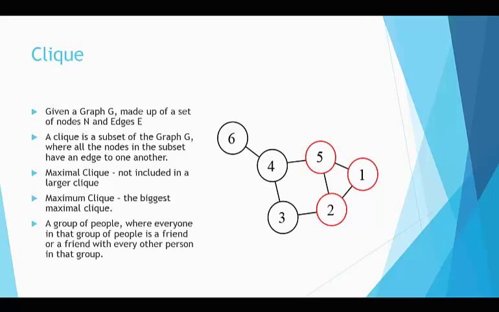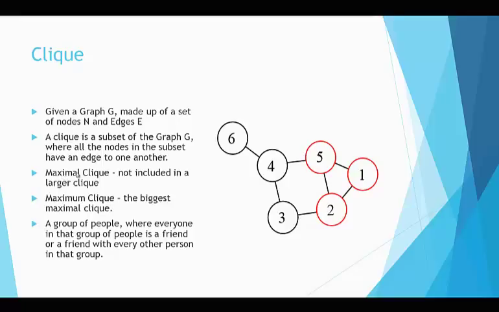With the information about the graph, let's talk about what a clique of a graph is. Given a graph G made up of a set of n nodes and edges E, a clique is a subset of the graph G where all the nodes in the subset have an edge to one another. For example, 6 and 4 is considered a clique. 4 and 3 is also a clique. A slightly bigger clique would be 1, 5, and 2. All of the nodes have an edge to every other node in the subset.